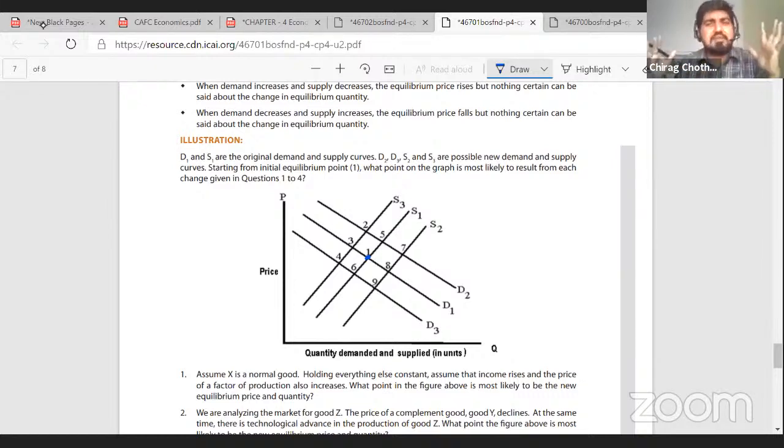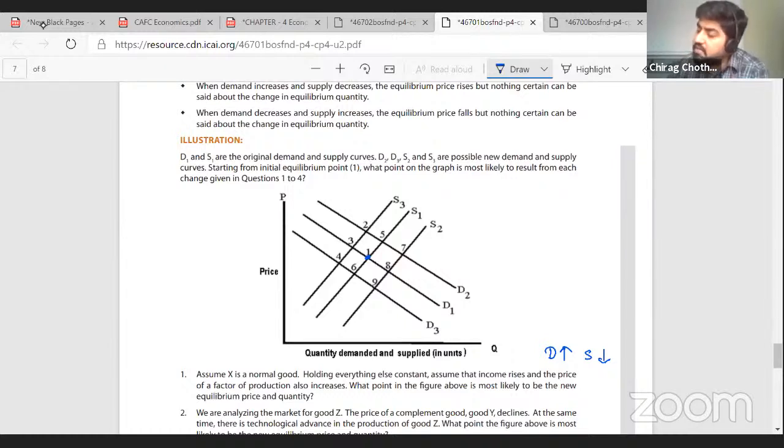We want to revise everything. Okay, so assume X is a normal good. Holding everything else constant, assume that the income increases, demand will increase, and the price of factor of production also increases. Price of factor of production increases, so supply will decrease. So we have to find out a point where there is decrease in demand and increase in supply.